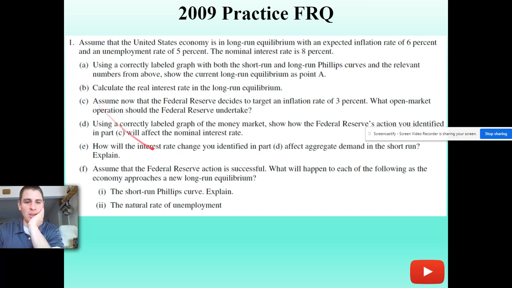Okay. How will the interest rate change you identified in Part D affect aggregate demand in the short run? We already went over this. Well, if nominal interest rates increase, does that make loans more or less expensive? More expensive. If they're more expensive, does that help or hurt people to take out loans?